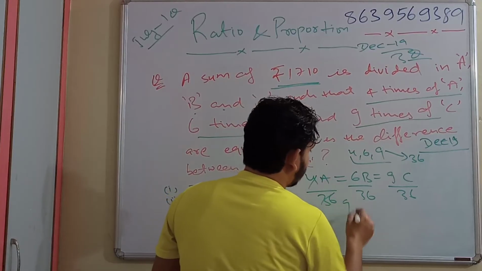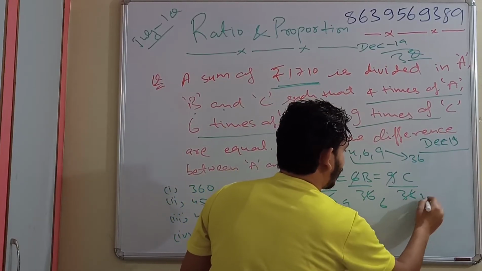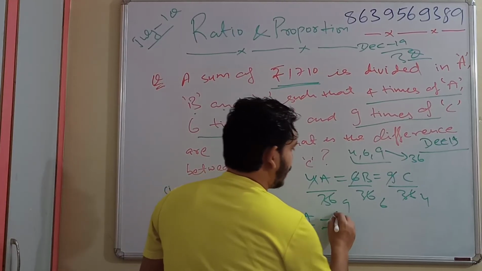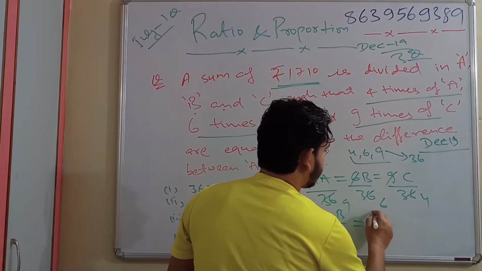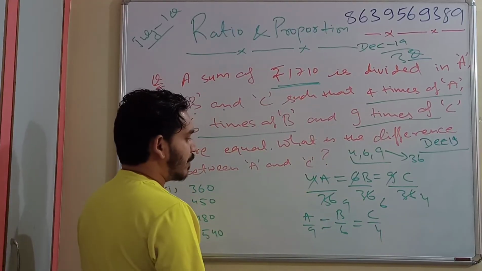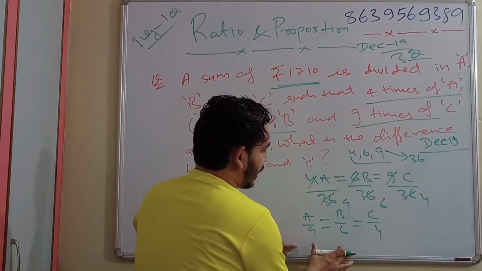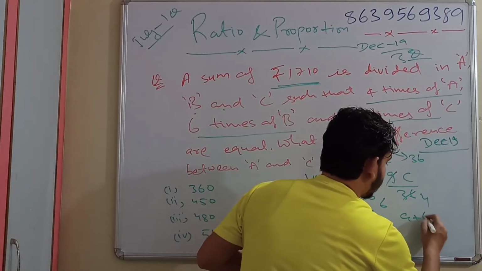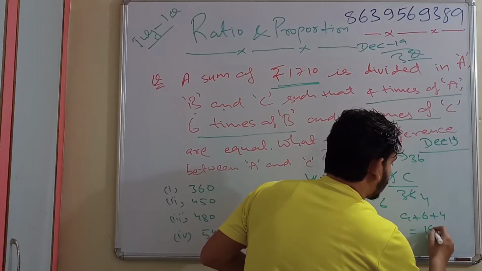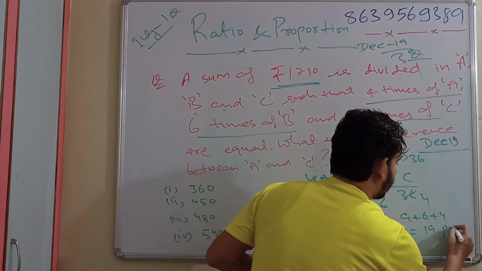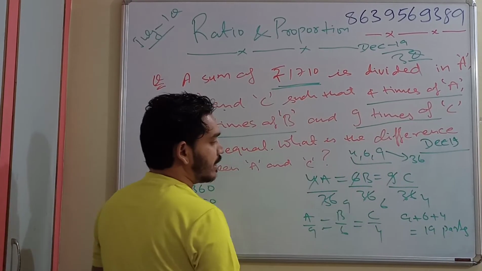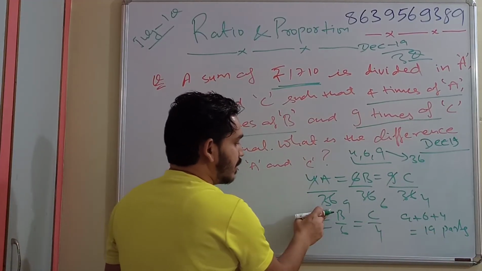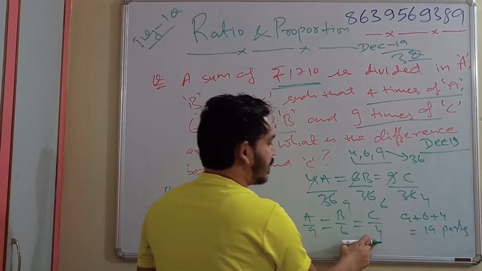This is 4 9 ja, 6 6 ja, 9 4 ja. Nothing but A by 9 is equal to B by 6 is equal to C by 4. Now when this happens, the total amount will be distributed in 9 plus 6 plus 4, that is 19 parts. That whole amount is being distributed in 19 parts. In that, A part will be 9 parts, B will be taking 6 parts and C will be taking 4 parts.